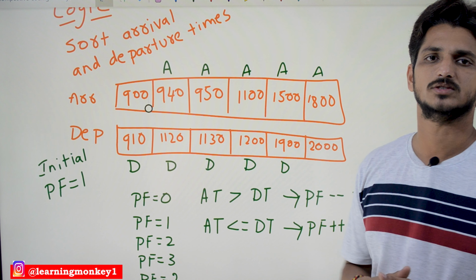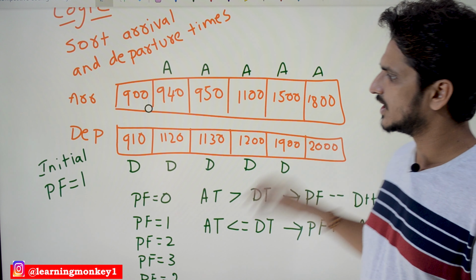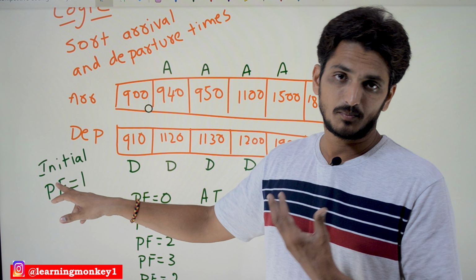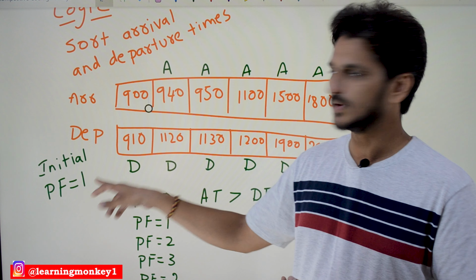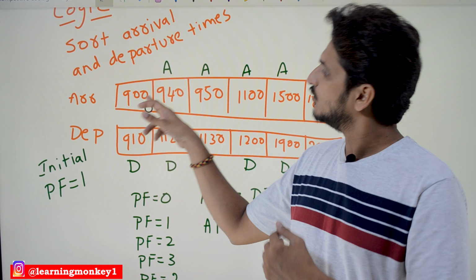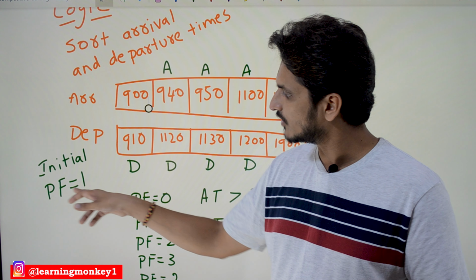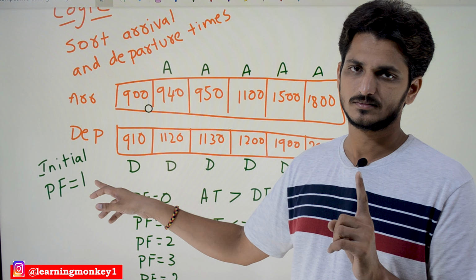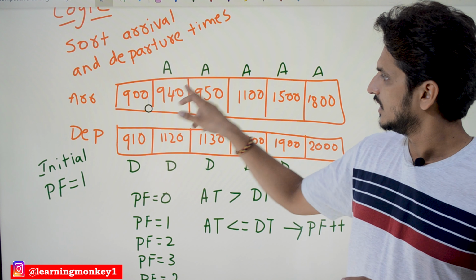We can use the logic. So this is the sorted list of arrivals and this is the sorted list of departures. Initially we take a variable for the number of platforms, and we set it to 1, because for the first train we are not comparing anything; when it comes, we have to assign a platform. That's why the count of platforms is 1.